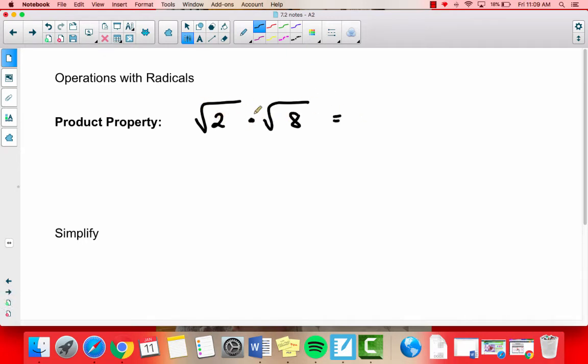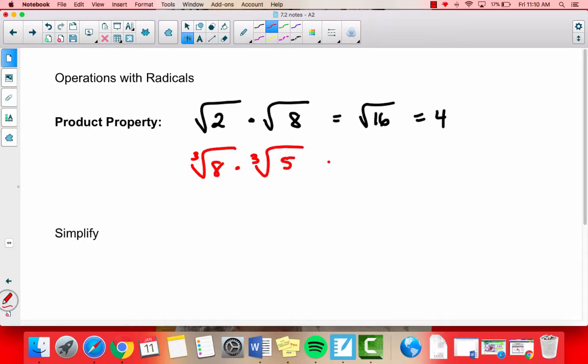So I can take the square root of 2 times the square root of 8, and that would be the same as saying the square root of 16. And then I could simplify that down to equal 4. So what it says is that you can combine or multiply the radicands if the roots or the index are the same number. All right, so same thing would apply if I had the cube root of 8 times the cube root of 5. I could multiply those together to get the cube root of 40, and then I would simplify as much as I can.